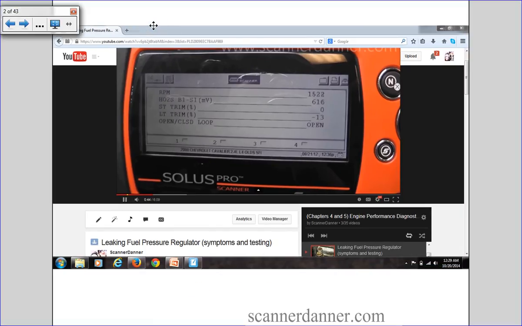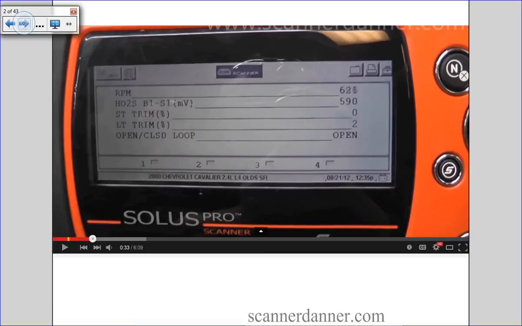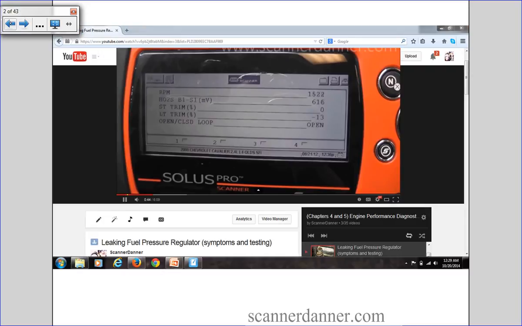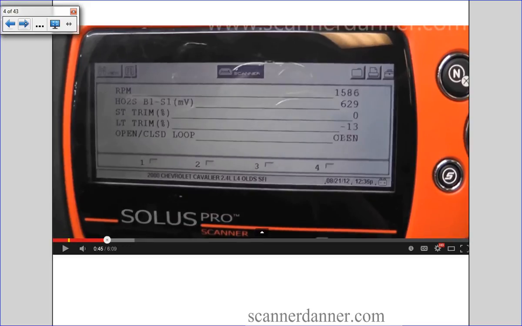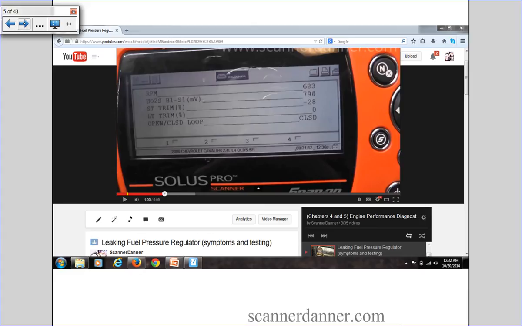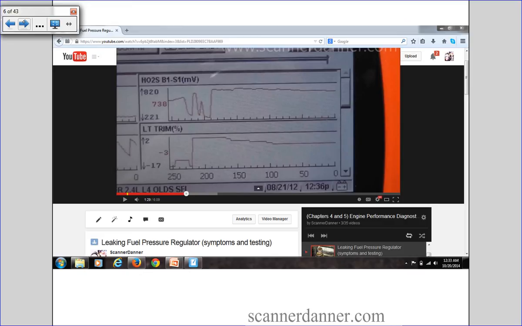What I do see is a long-term trim of -13. Can you guys see that? -13%. So are we in this rich condition mode? We are. What happened here? Open loop. I'm not sure why I took that picture. Next page, looks like we went into maybe closed loop at -13. There's another shot, -28. It's pretty rich, isn't it? Here's the question: is the sensor lying?